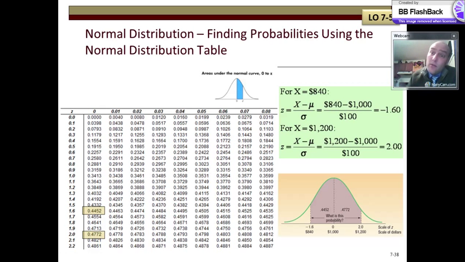Back to this problem, raw score of 840 turns into a z-score of negative 1.6, turns into an area of 0.4452. On the right side, a raw score of 1,200 turns into a z-score of 2, turns into an area of 0.4772. You add those two areas to get your probability.